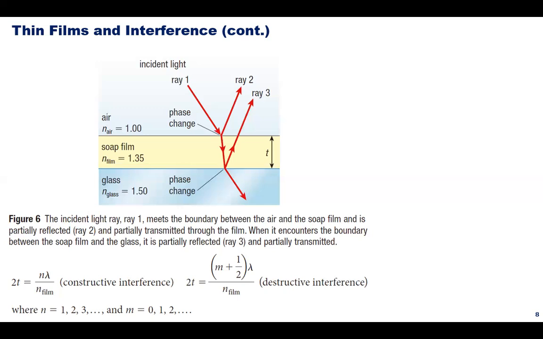We have this relationship here: 2t equals N times lambda over n film. Then in this case, we'll have constructive interference. On the other hand, if 2t equals (m plus 1/2) times lambda over n film, then we'll get destructive interference, where N is 1, 2, 3, and so on, and m is 0, 1, 2, and so on. Okay?